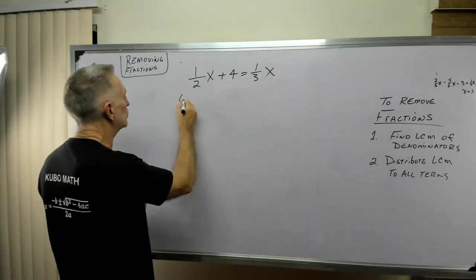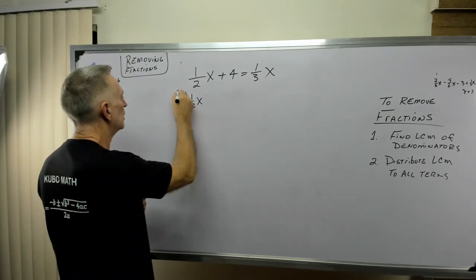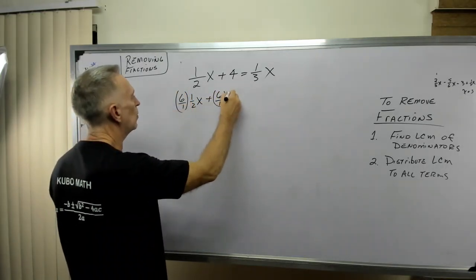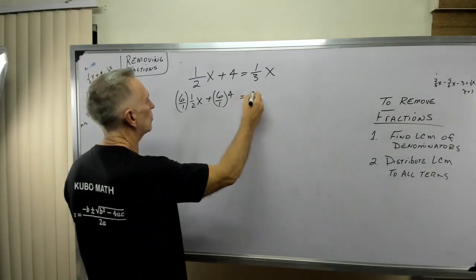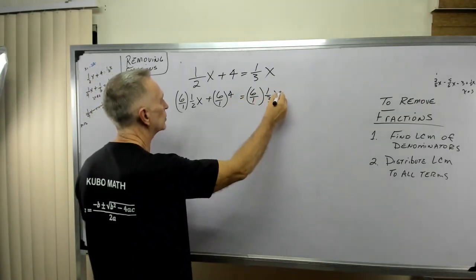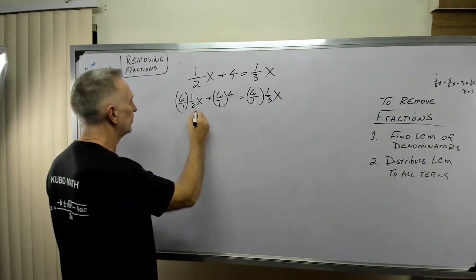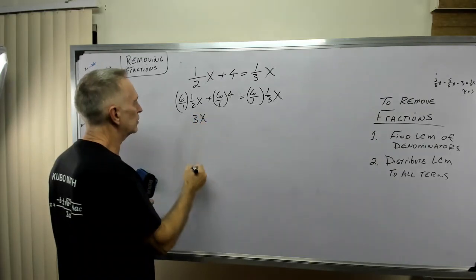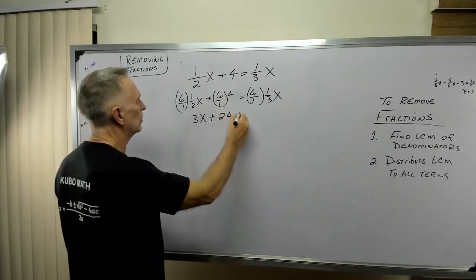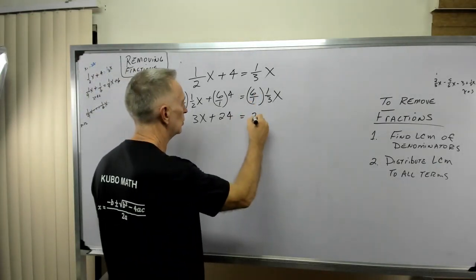So now I have 6 over 1 times 1/2 x plus 6 over 1 times 4. And that equals 6 over 1 times 1/3 x. Okay, 6 over 2 is 3. 3 times x is 3x. 6 times 4 is 24. And that equals 6 over 3, which is 2x.